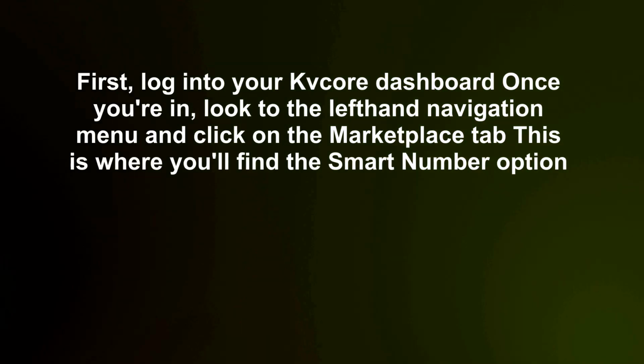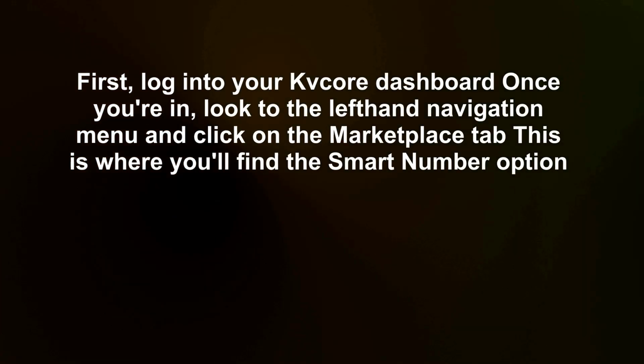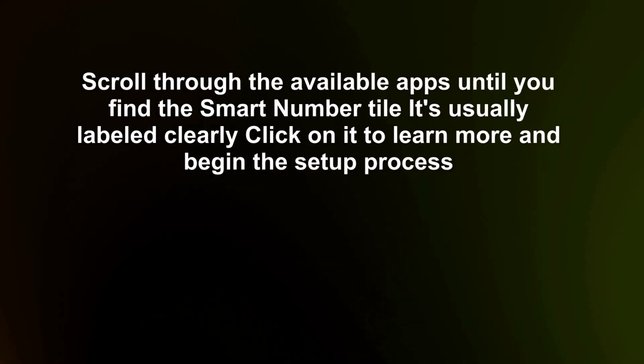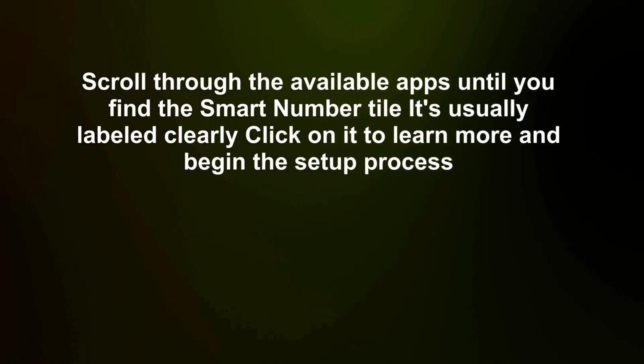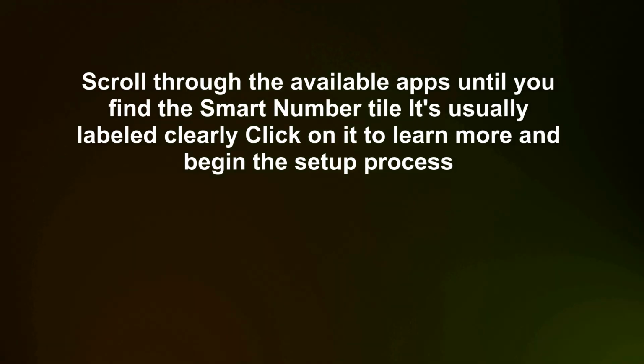First, log into your Kvcore dashboard. Once you're in, look to the left-hand navigation menu and click on the Marketplace tab. This is where you'll find the Smart Number option. Scroll through the available apps until you find the Smart Number tile. It's usually labeled clearly. Click on it to learn more and begin the setup process.